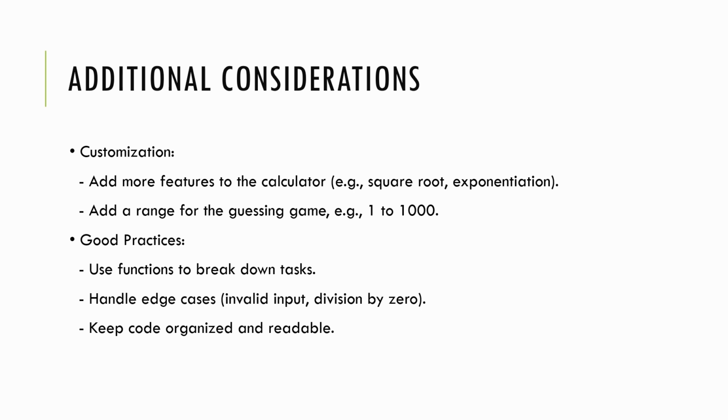Here are some additional considerations. You can customize the calculator by adding more advanced operations like square roots or exponentiation. Similarly, for the number guessing game, you could increase the range of numbers, for example, allowing the user to guess between 1 and 1000. Good programming practices like using functions to organize your code and handling edge cases such as invalid inputs are key to creating a clean and effective program.